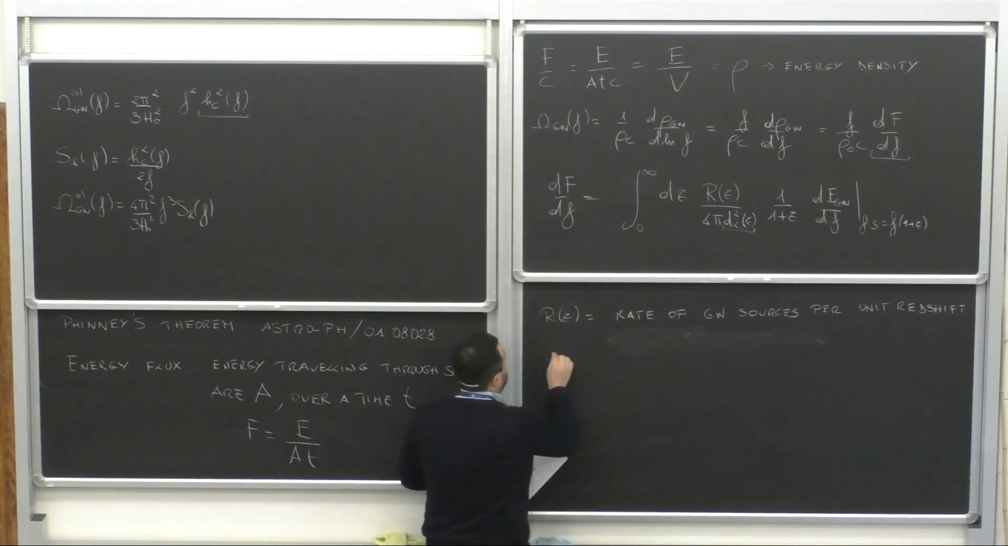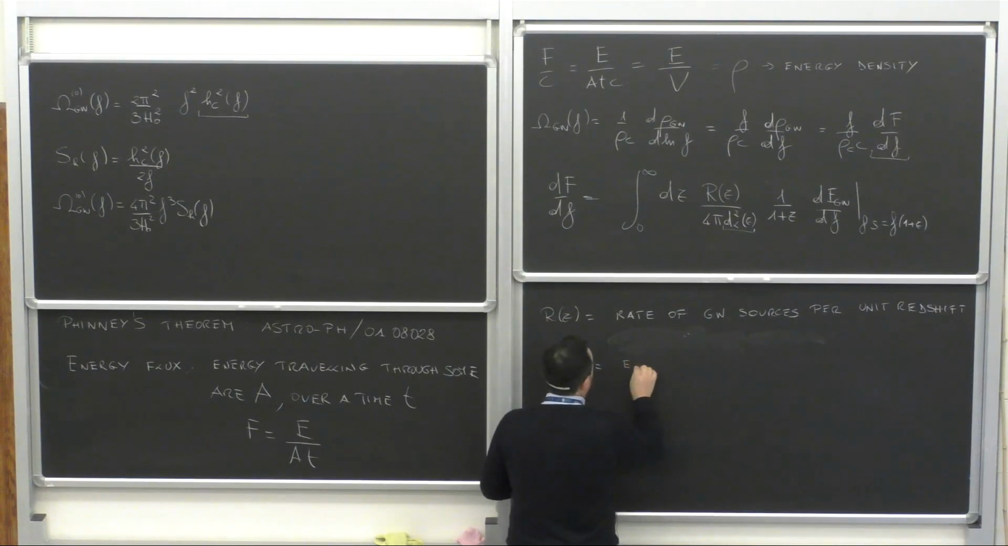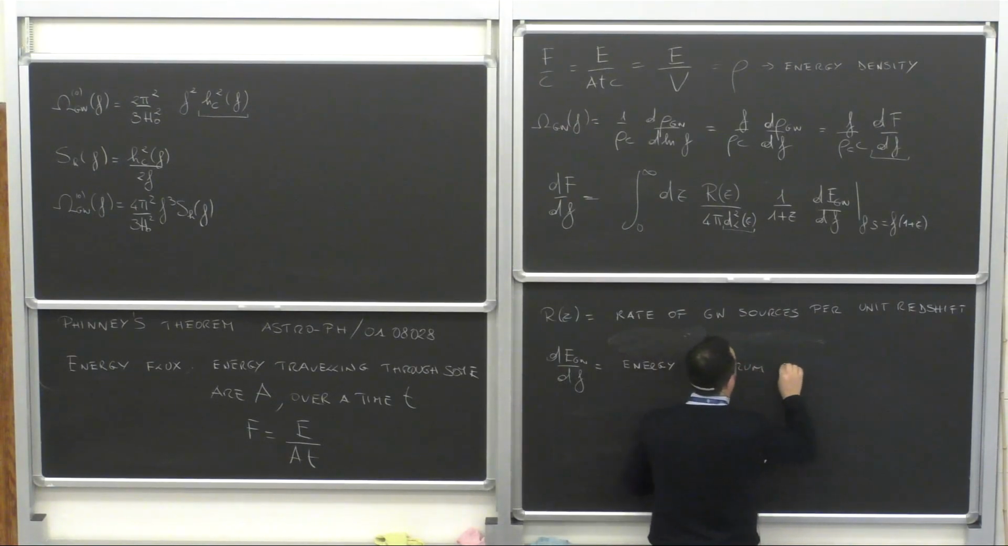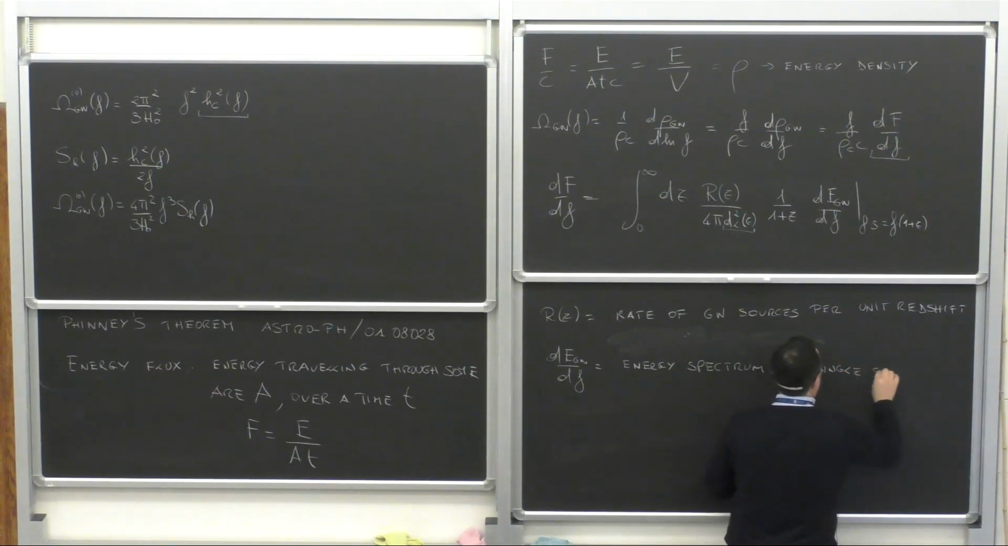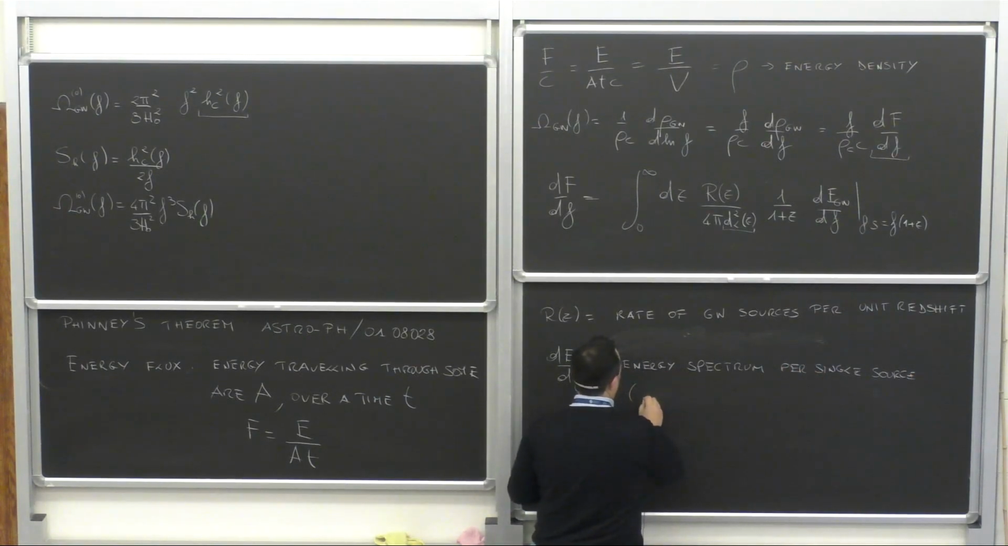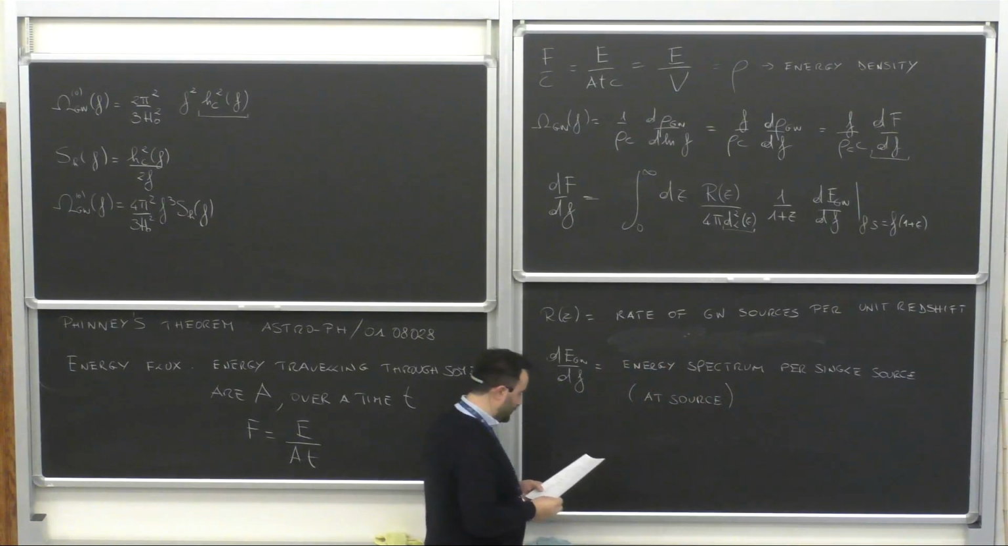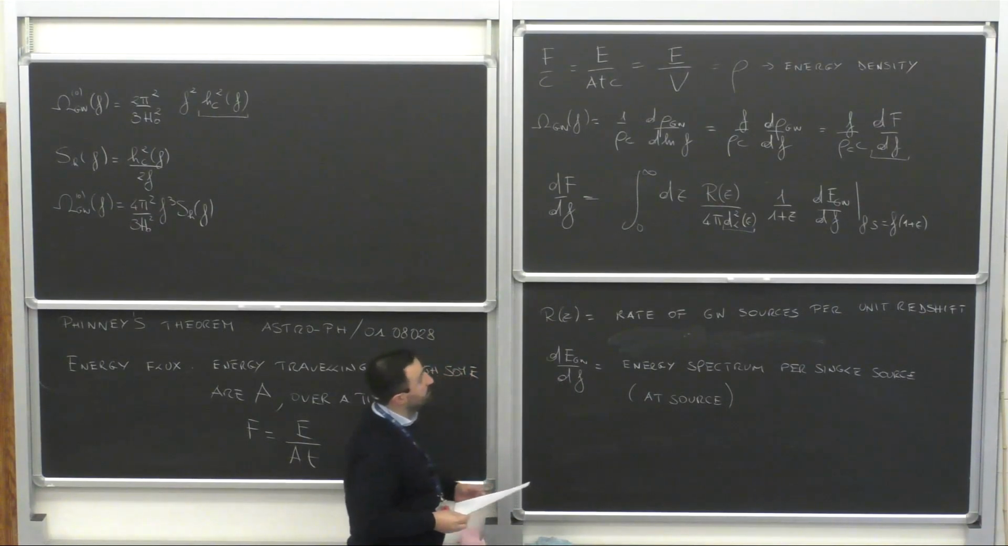The dE_GW over df is the energy spectrum per single source, evaluated at the source, it will be clear soon. And yes, these are the quantities that you need.